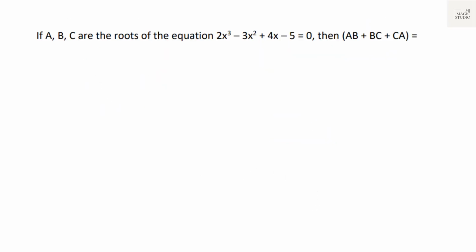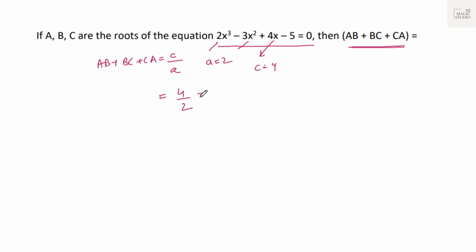Shall we have the answer of this question on your screen in 5 seconds? 5 seconds over. a, b, c are roots of this cubic equation. What is ab plus bc plus ca? And we know if the equation is ax cubed plus bx square plus cx plus d equals to 0, this is given by product of roots taken in pair, which is c by a. Here c is 4, a is 2, so c by a is 4 by 2, that is 2. Put it in the box and move on.